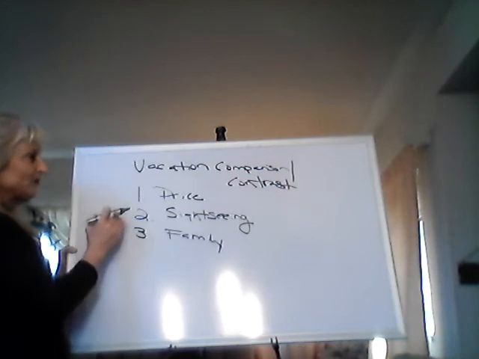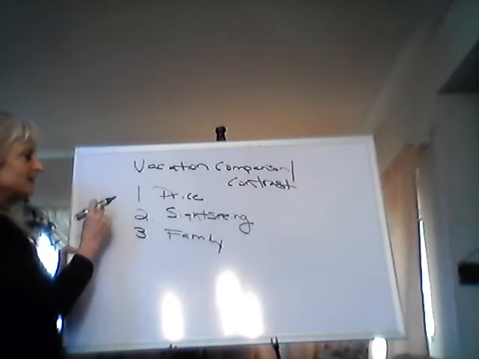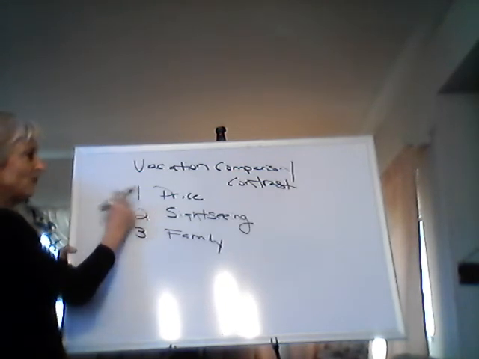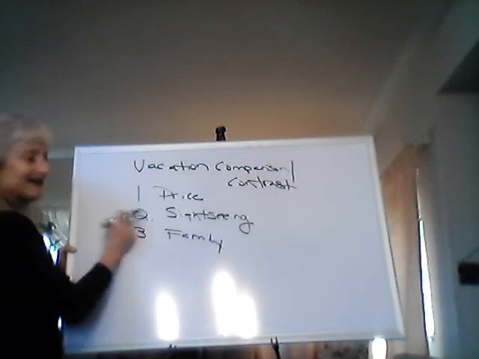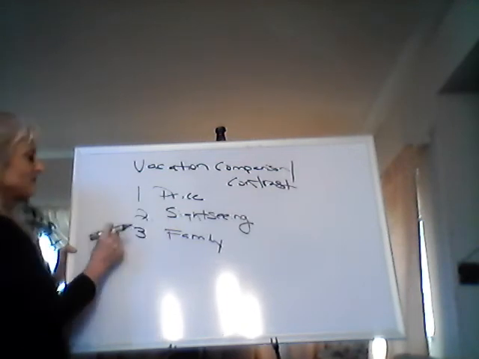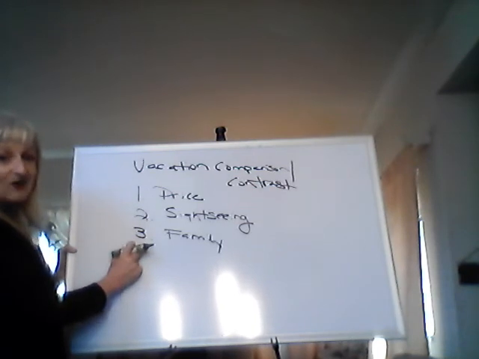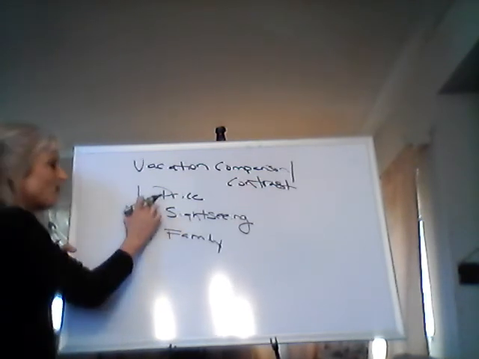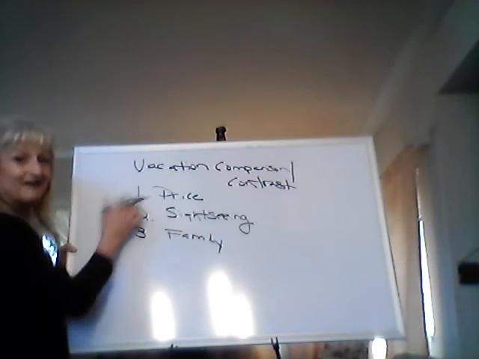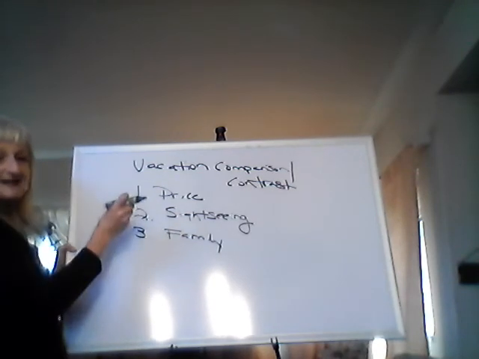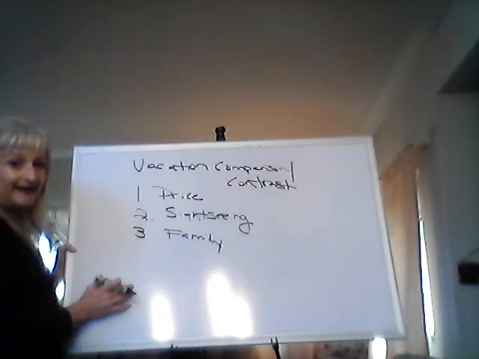Then what you would do is you would compare price for both. Then you would compare sightseeing for both. Then you would compare the family component for both. All right? So meaning you go point by point, but for both. Okay? So you would structure it in that way.